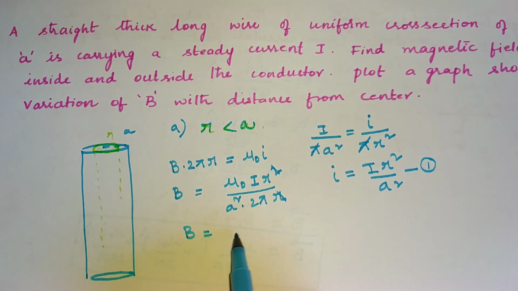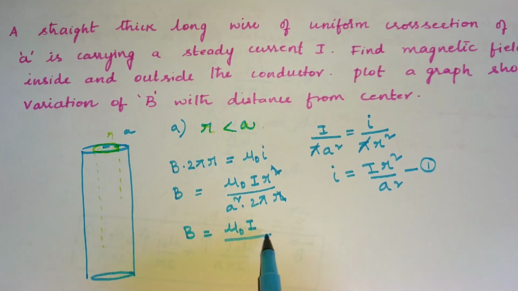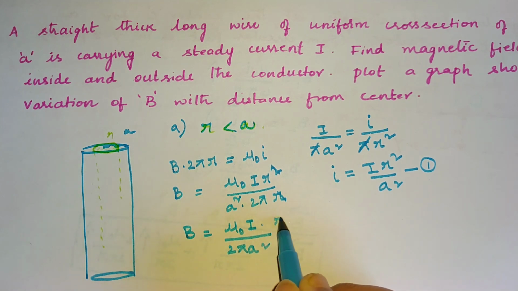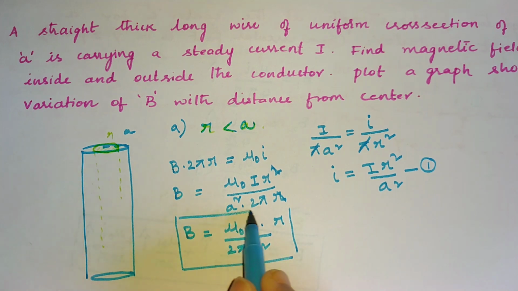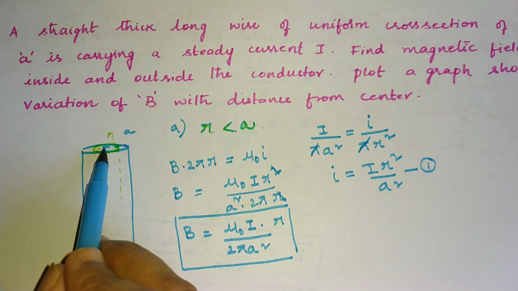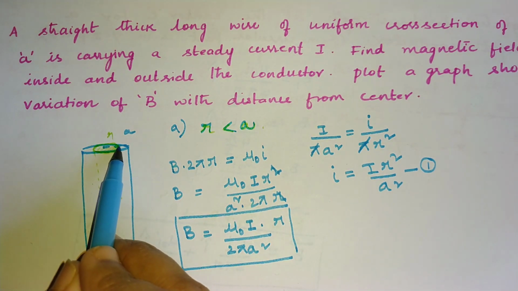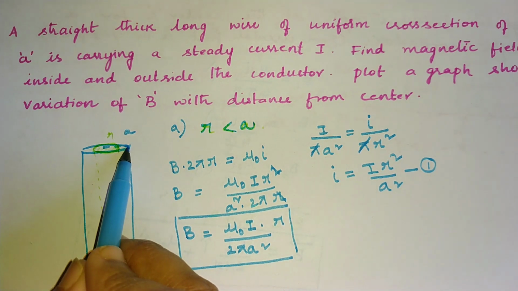So we get the magnetic field as mu naught is a constant, total current is also constant, 2 pi a square is also constant, into r. So observe the formula. How is the magnetic field related to the distance r? Directly. So when you are at the center, the magnetic field would be 0. As you go on moving outside, it increases till you reach the surface.